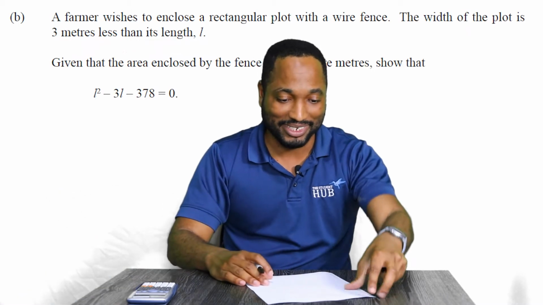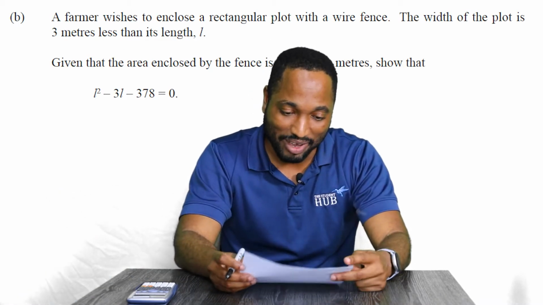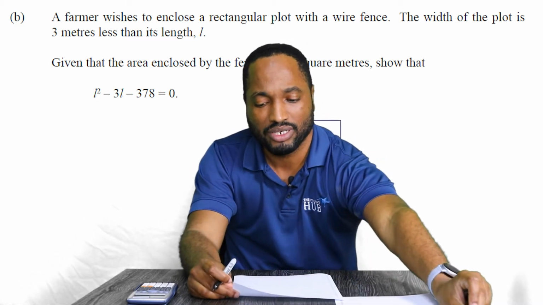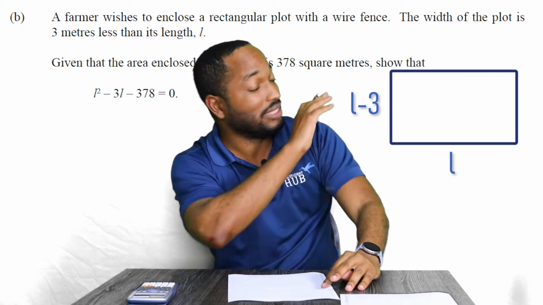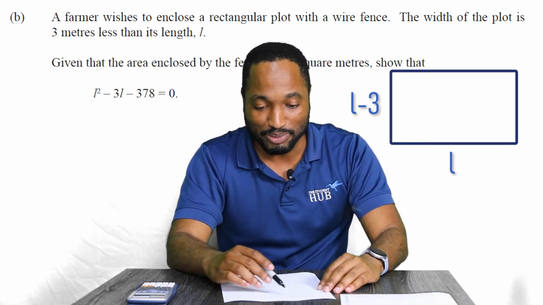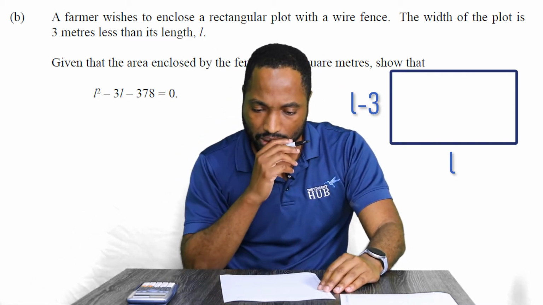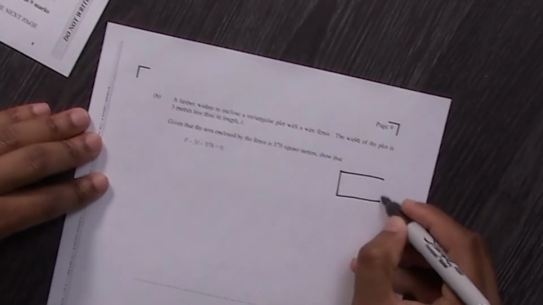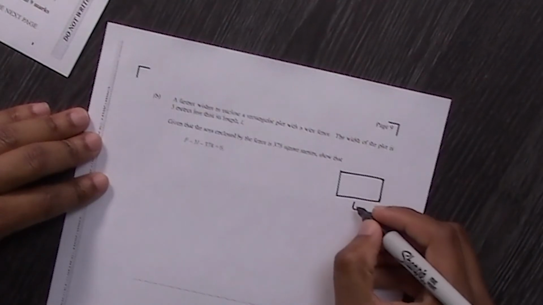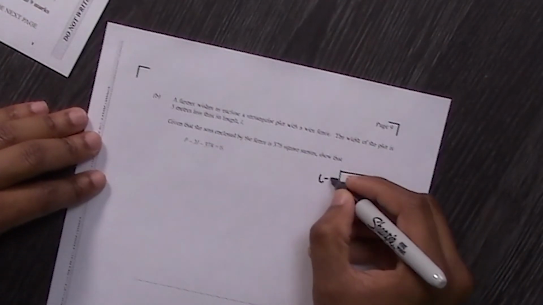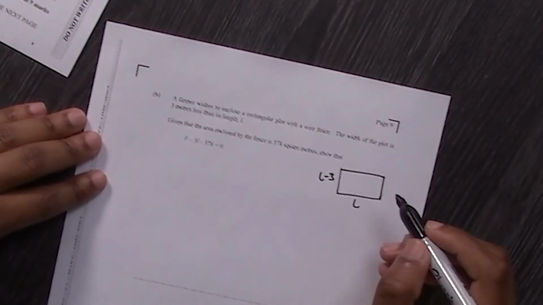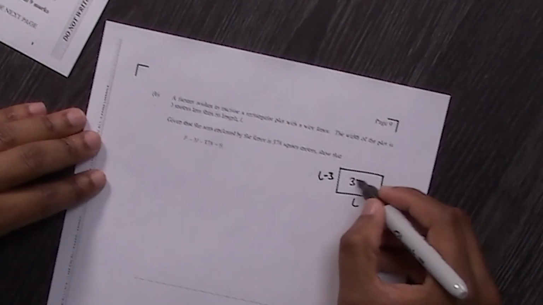Next question. So part B. A farmer wishes to enclose a rectangular plot with a wire fence. The width of the plot is 3 meters less than its length L. A little drawing in the hot here. The rectangular plot: the length is L, width is L minus 3, 3 meters less. And the area of the plot is 378 square meters.